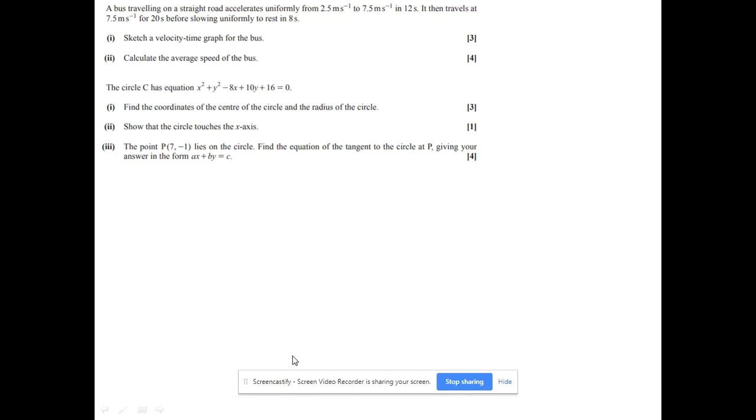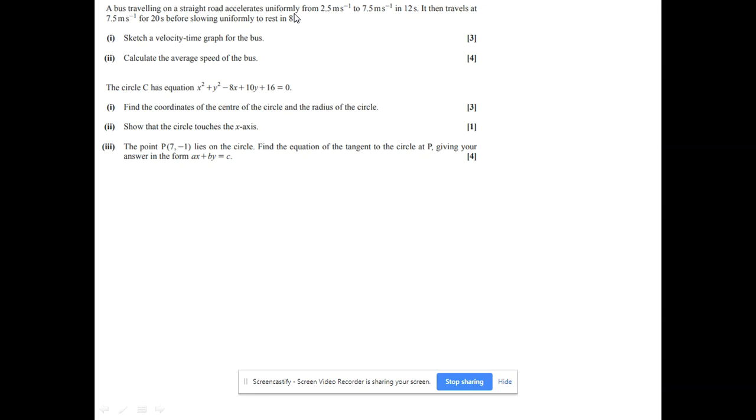Okay, so bus travelling in a straight line. Now for this one, I'm just going to display it because it's going to be too hard with my drawing tool to get there. But what we're doing is going from velocity up on the y-axis and time along the x-axis. We've got to start at 2.5 and then increase up to 7.5 using a straight line because it's accelerating uniformly.